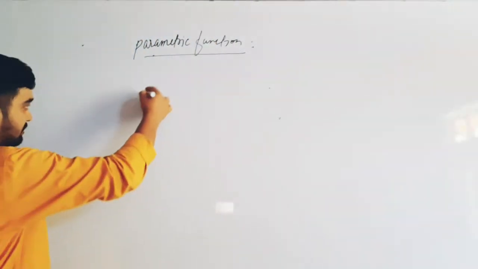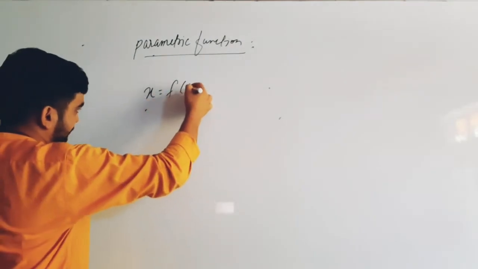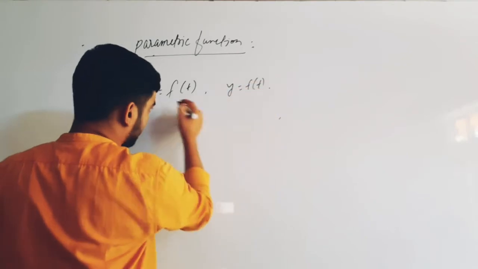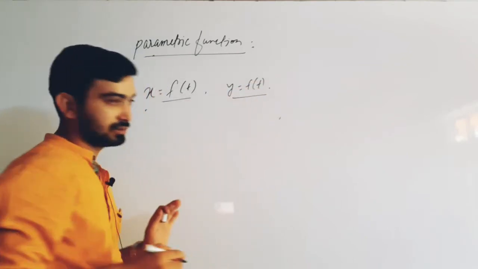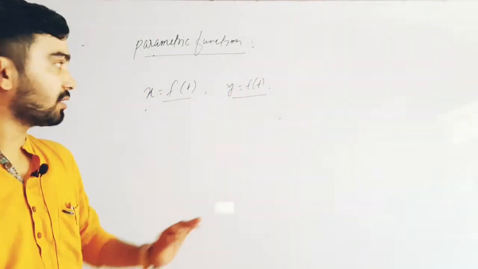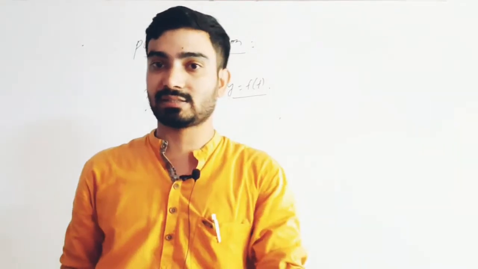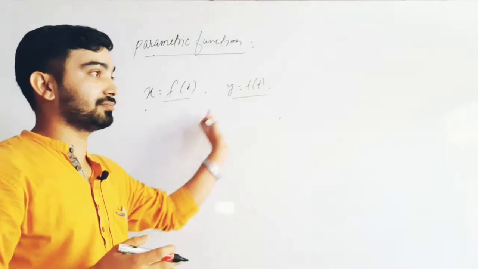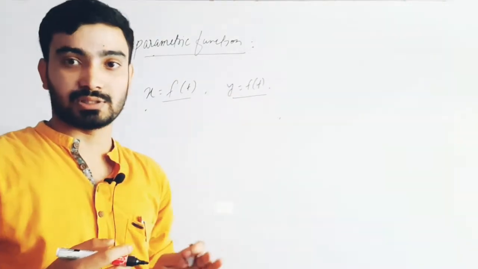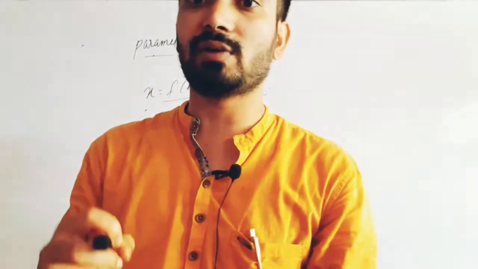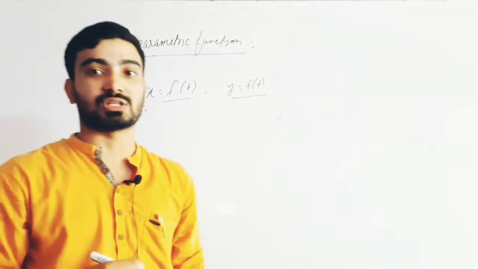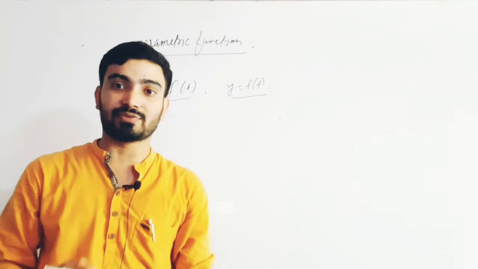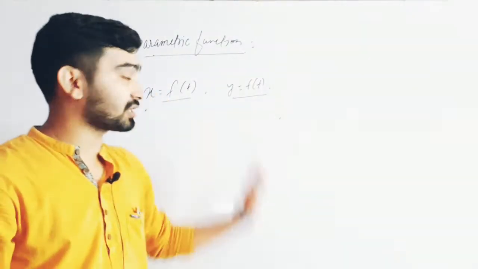Suppose x is a function of t, and similarly y is also a function of t. It is not that y is a function of x or x is a function of y. Both depend on a separate parameter, so it is called a parametric form of a function. How do we differentiate such a function?